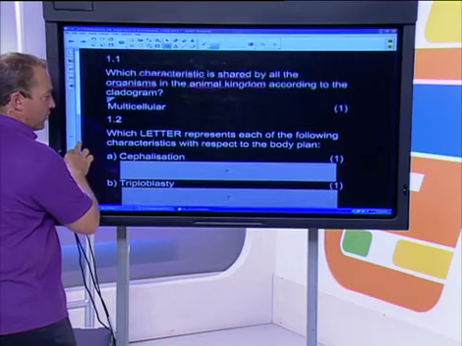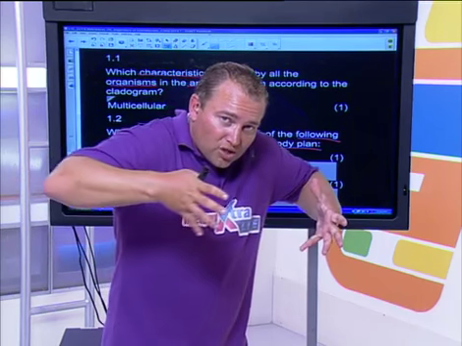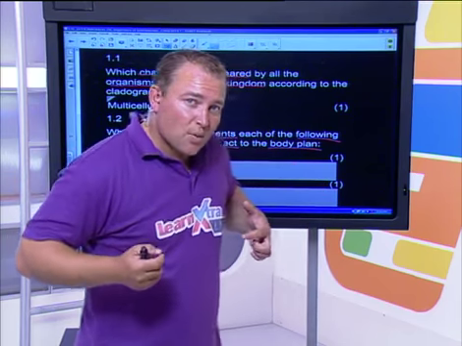Down, down, down. Which letter? Please don't write the name, write the letter. It says, which letter represents each of the following characteristics with respect to the body plan? Very simple. We're going to have a look at special characteristics and say where it belongs.